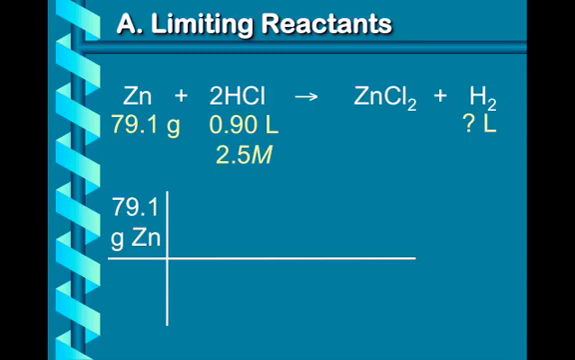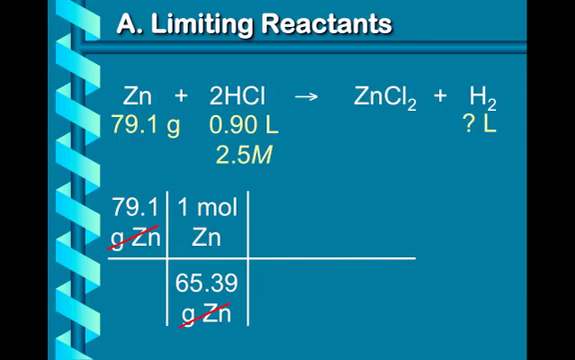We have to go from grams to moles. We do that by using the molar mass from the periodic table. Grams of zinc, of course, cancels. Now we're in moles of zinc. We have to go from moles of zinc to moles of hydrogen, because that is our unknown. Remember, we use the mole ratio to go from moles of one substance to moles of another substance. In this case, we go from our known to our unknown. So moles of zinc cancels, and we're now in moles of hydrogen.